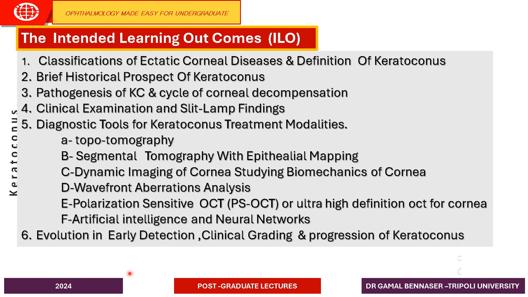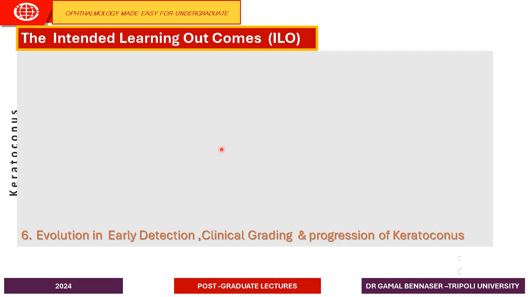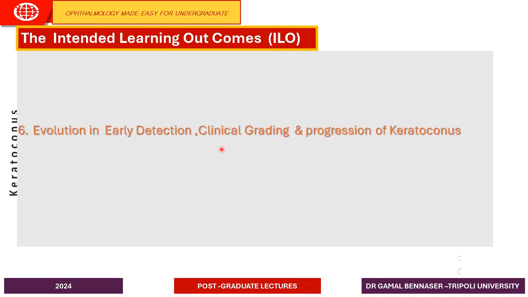Now we reach the sixth section, which is the evolution in the early detection of keratoconus and also the clinical grading and the progression of keratoconus. We will study this part in detail because it is very important for understanding the clinical grading of keratoconus as well as determining the progression of keratoconus.